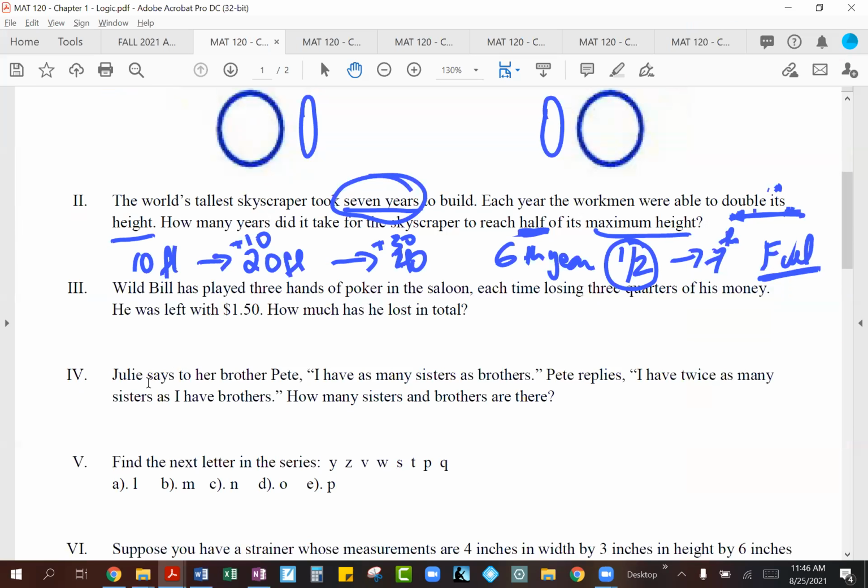This one is talking about, and let's get rid of that. Okay, so this one is talking about Wild Bill, who has played 3 hands of poker in the saloon, each time losing 3/4 of his money. So it's kind of building up on what we just did with the building, but this time he is losing 3/4 of his money. And at the end, he was left with $1.50. So we want to know how much he lost in total.